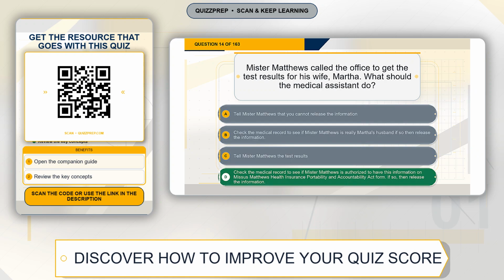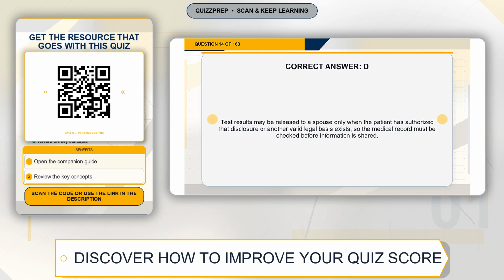The correct answer is Option D, check the medical record to see if Mr. Matthews is authorized to have this information on Mrs. Matthews' Health Insurance Portability and Accountability Act form. If so, then release the information. Explanation. Test results may be released to a spouse only when the patient has authorized that disclosure or another valid legal basis exists, so the medical record must be checked before information is shared.